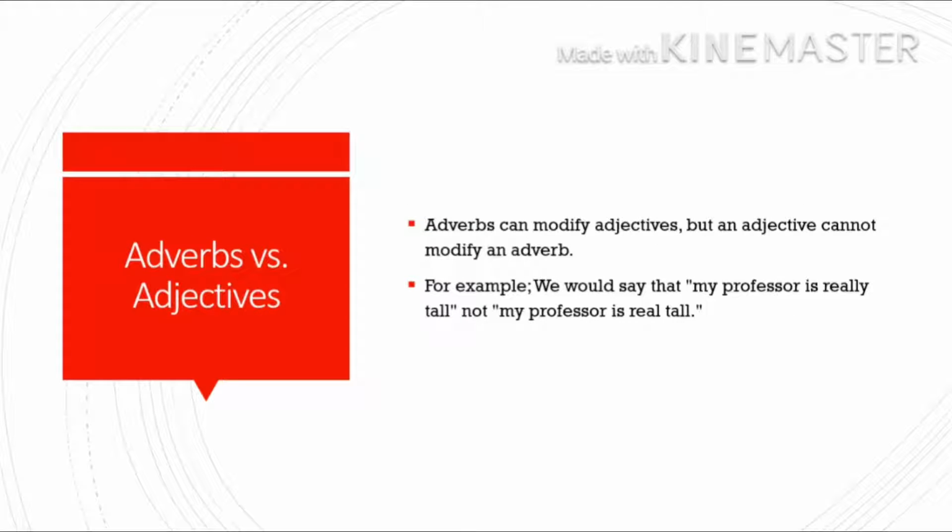Have you ever heard in math where a square is a rectangle, but a rectangle is never a square? Well, that's kind of the same thing here with adverbs and adjectives. Adverbs can modify adjectives, but an adjective cannot modify an adverb. For example, we would say that my professor is really tall, but not my professor is real tall.